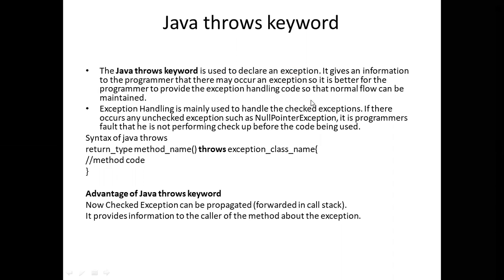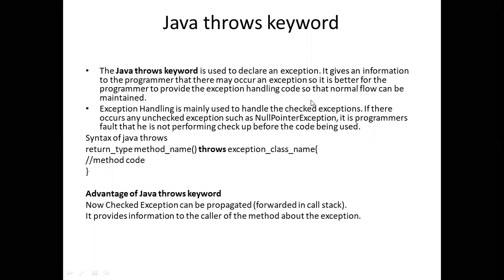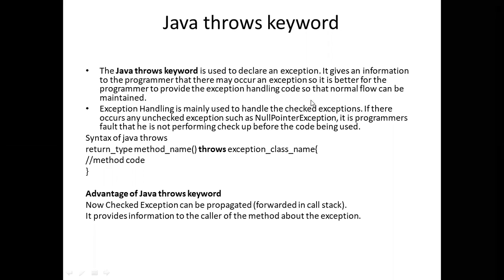So the first difference between these two is that throw explicitly throws that particular exception, and we use the throws keyword to declare an exception. It gives information to the programmer that an exception may occur, so it is better for the programmer to provide the exception handling code, executing that code in a try catch block. Exception handling is mainly used to handle the checked exception.